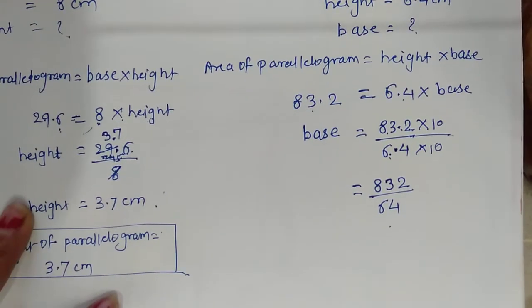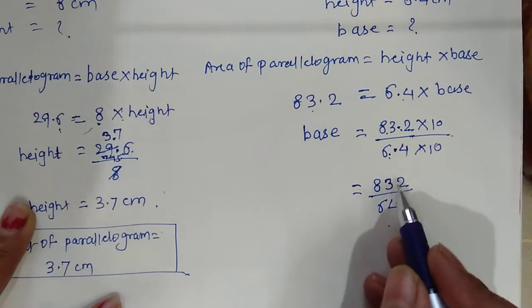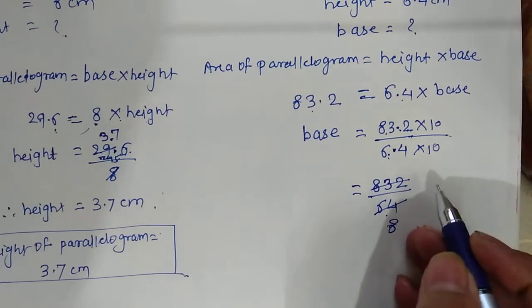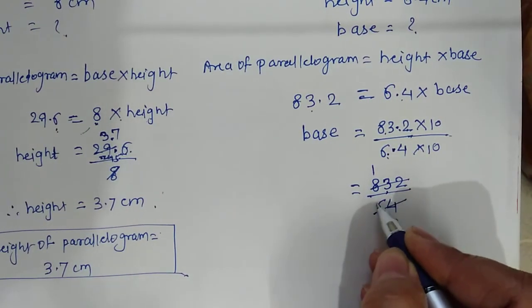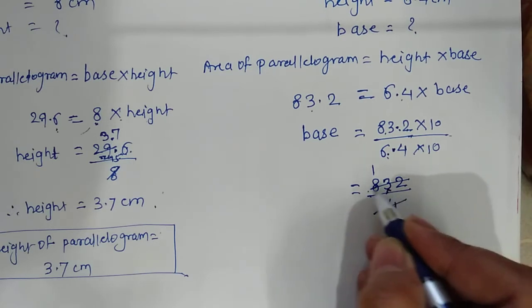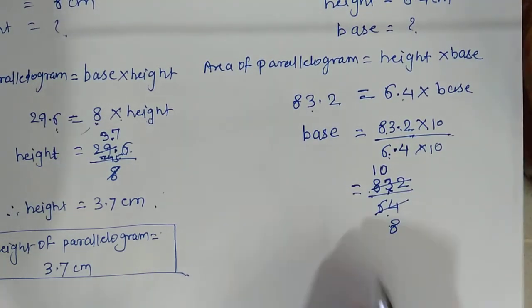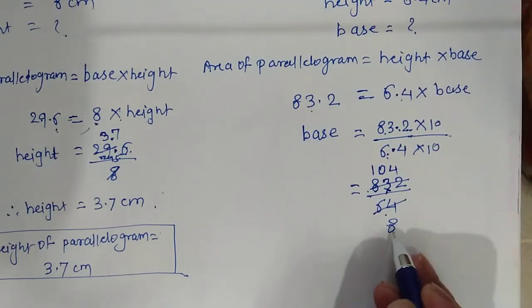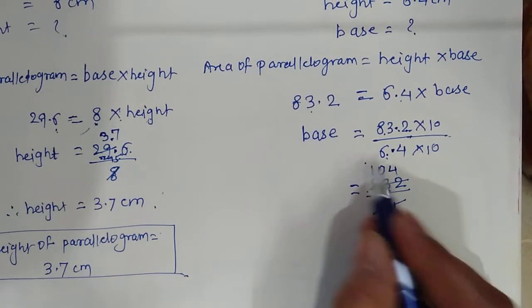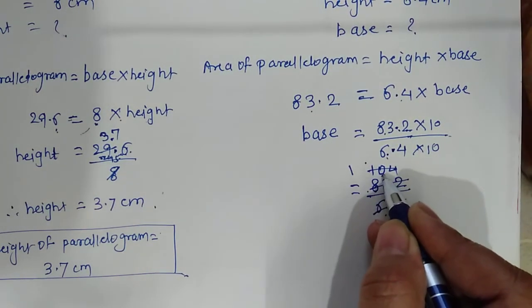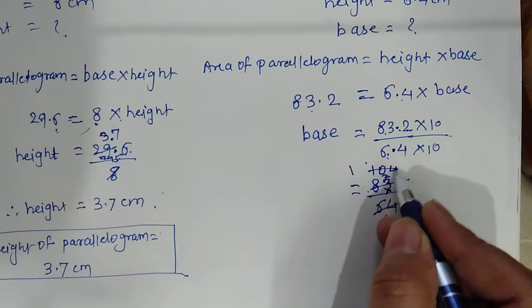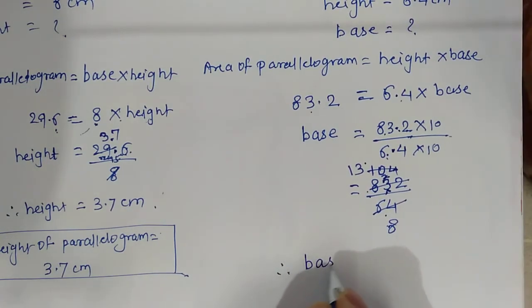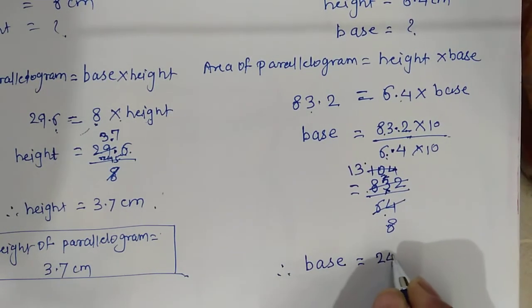Now take the division. So it is a big number. So firstly start with the 8. 8 8s are 64. 8 1s are 8. Now the next number is 3. 3 is less than 8. So take the 0 and 8 4s are 32. Now again take the division. 8 1s are 8. Remainder is 2. Then the remaining number becomes 24. 8 3s are 24. So therefore base is equal to 24 centimeter.